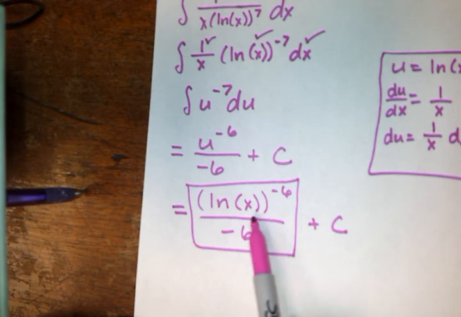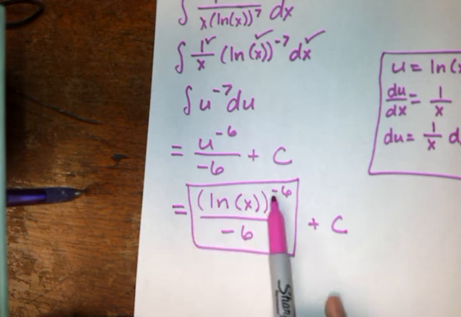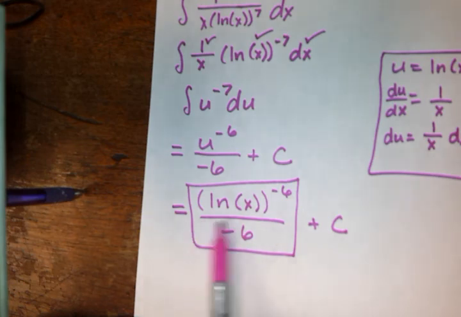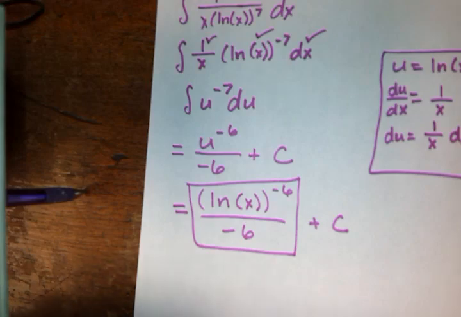Make sure you get this extra set of parentheses around there so that you're raising that whole natural log up to the negative 6th power. Divide by negative 6, plus a constant, but WebAssign already gives you the constant, so natural log of x to the negative 6th power over negative 6 is your answer.